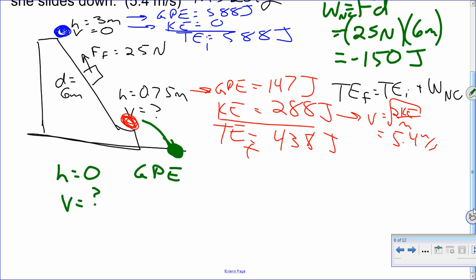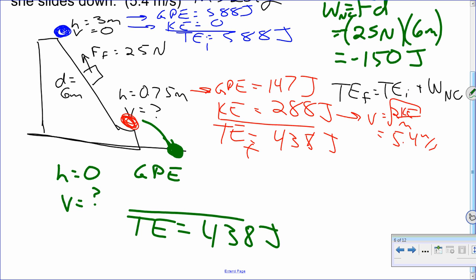There's no friction anymore, right? There's no work. So what is the total energy as she hits the ground? 438, right? Because that's what her total energy is here. And then she goes flying through the air. There's no friction, so her total energy there is going to be 438 too. Since the GPE is 0, the KE as she hits the ground is 438 joules, which you could then use to find your velocity.